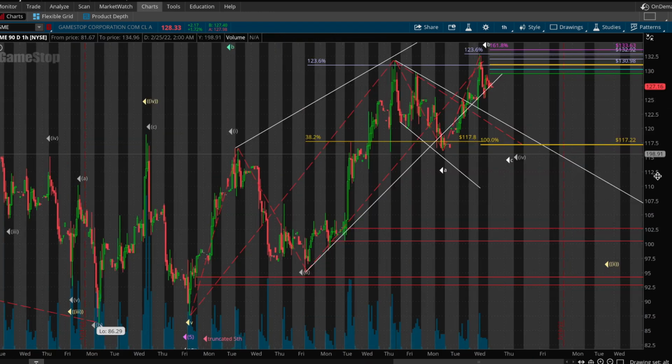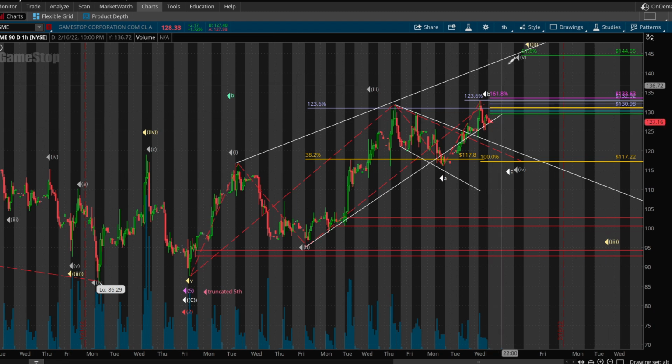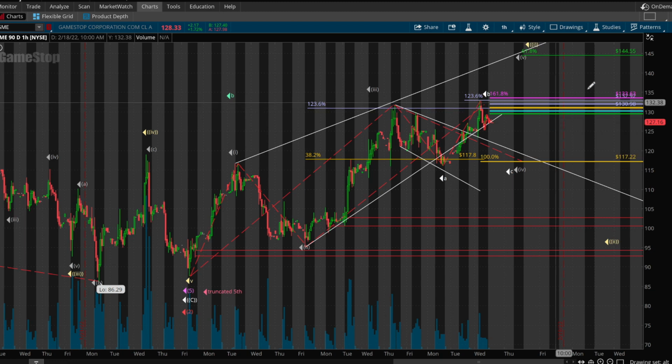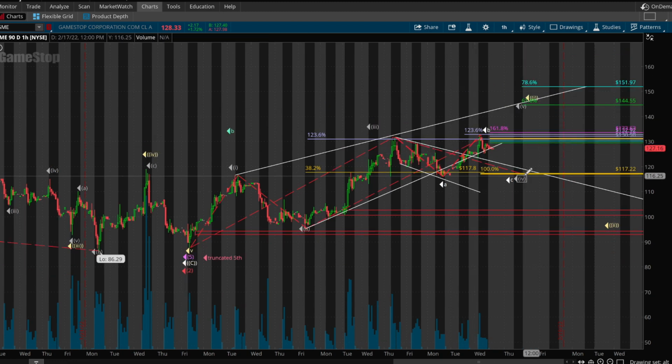And that's just that. That's that explained. And obviously, if it rips up, that's invalid. But finally, tying it all together, assuming we come down to 117.22 and the bottom isn't at 115, that only changes those targets by about $1 or $2.